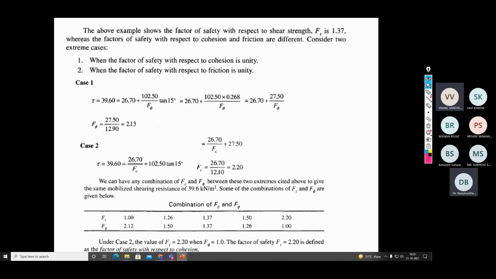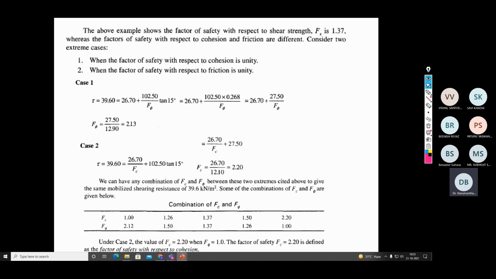Sir, all values are above one. So, factor of safety above one means it is a safe structure. One means on the verge of failure. Ideally, you can refer to some codal provisions regarding the value of factor of safety.